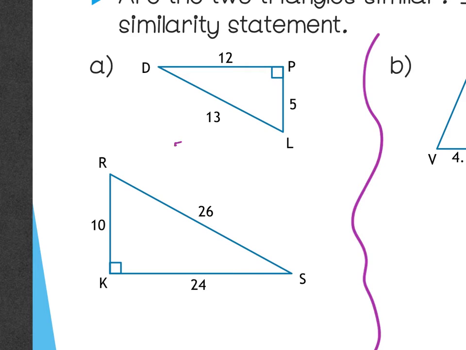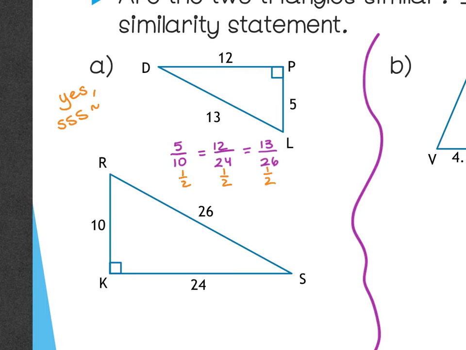Smallest in the top is 5. It's going to go over smallest in the bottom, which is 10. Middle length in the top is what? 12. Going to go over middle length in the bottom, which is 24. Largest in the top, 13, is going to go over largest in the bottom, which is 26. Now I want to see if these will reduce to the same fraction. They're all what? They're all 1/2. This would be 1 to 2, 1 to 2, and 1 to 2. So if they are all three the same simplified ratio, then it's a yes. The reason is side, side, side similarity.